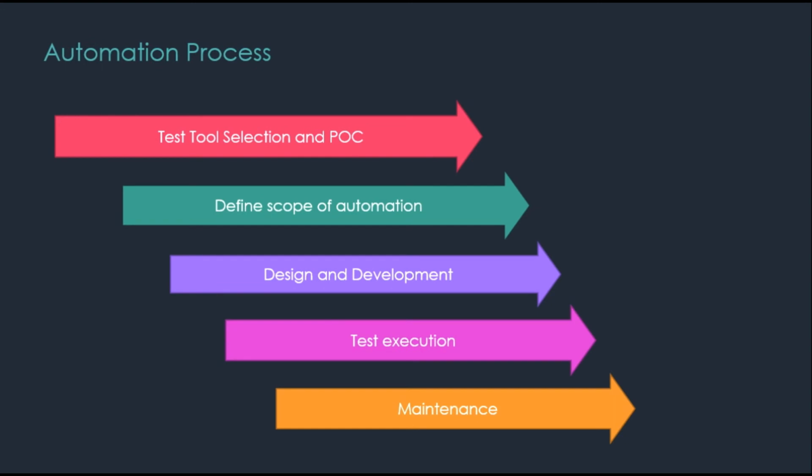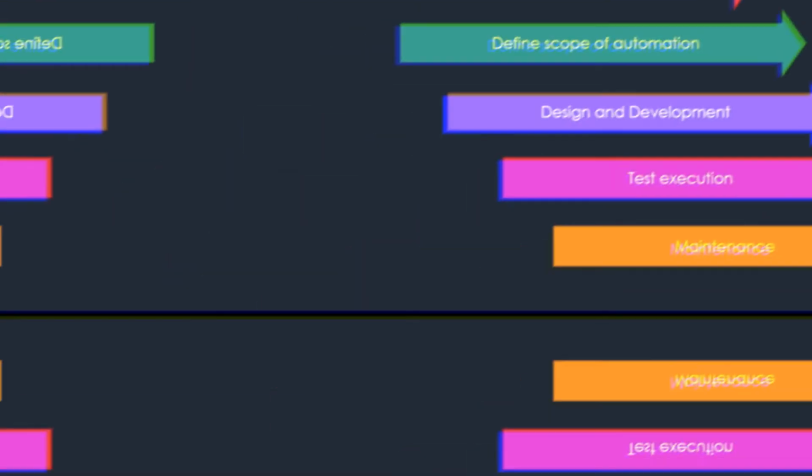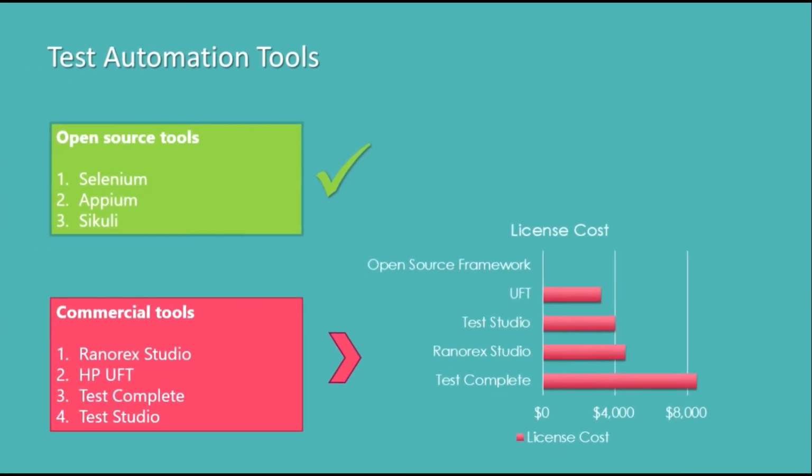So now I'd like to move on to the test automation process. Here you can see the steps of the test automation process. First we need to do the test tool selection and the POC. Once that is completed, we need to define the scope of the test automation. Then we need to write test automation scripts using the framework or tool. And finally, we need to do the maintenance of the automation test cases.